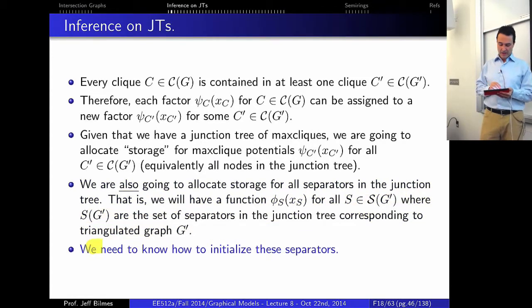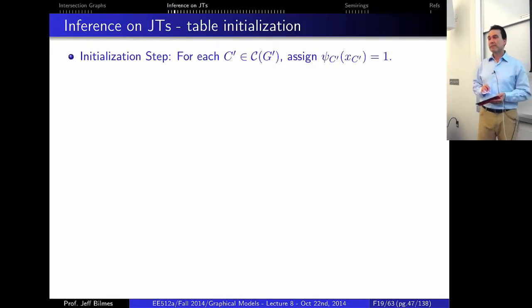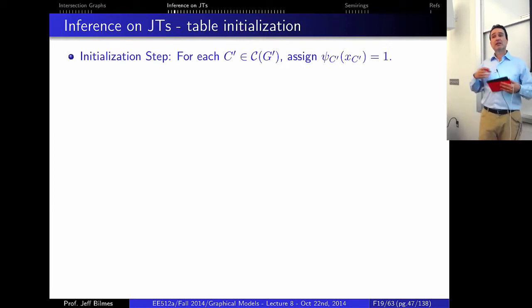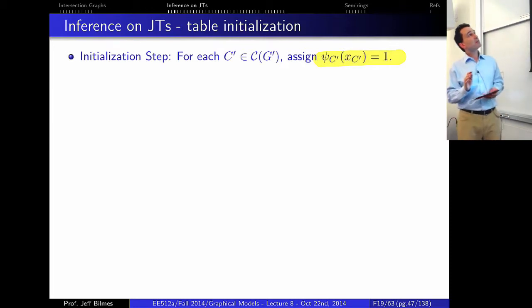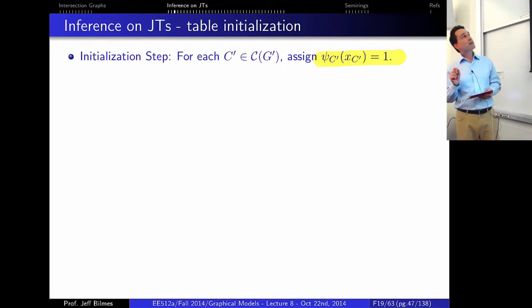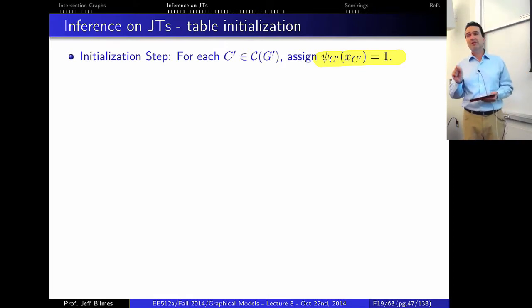And so we need to know how to initialize all of this stuff, including the separators. So how are we going to do this? How do we initialize the Maxclique factors? Well, let's start out by just assigning this to be 1. So what does this mean? This basically says that for all values of x sub c prime, phi sub c prime of x sub c prime is equal to 1. Okay?